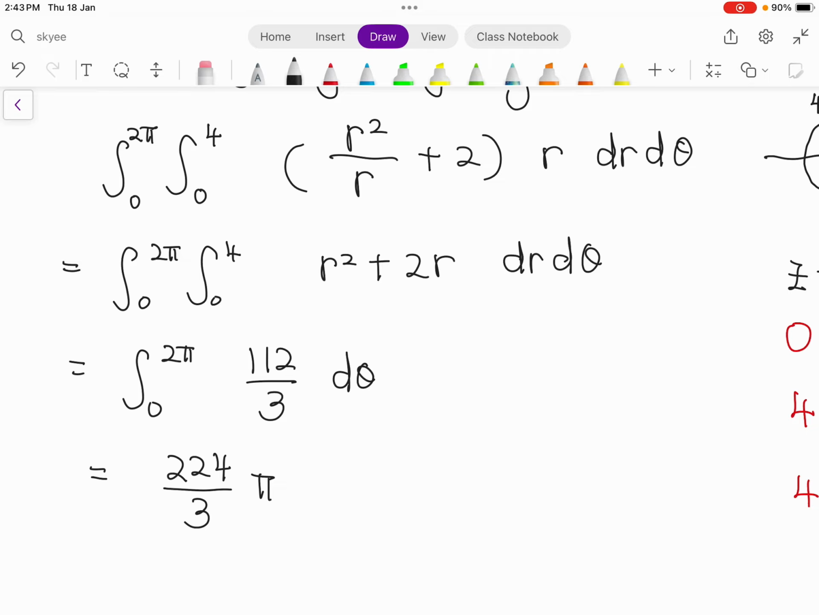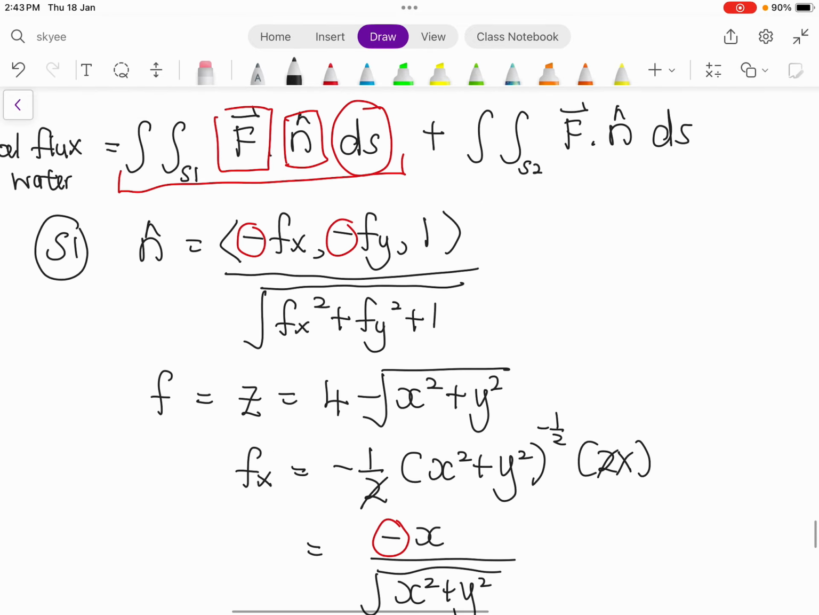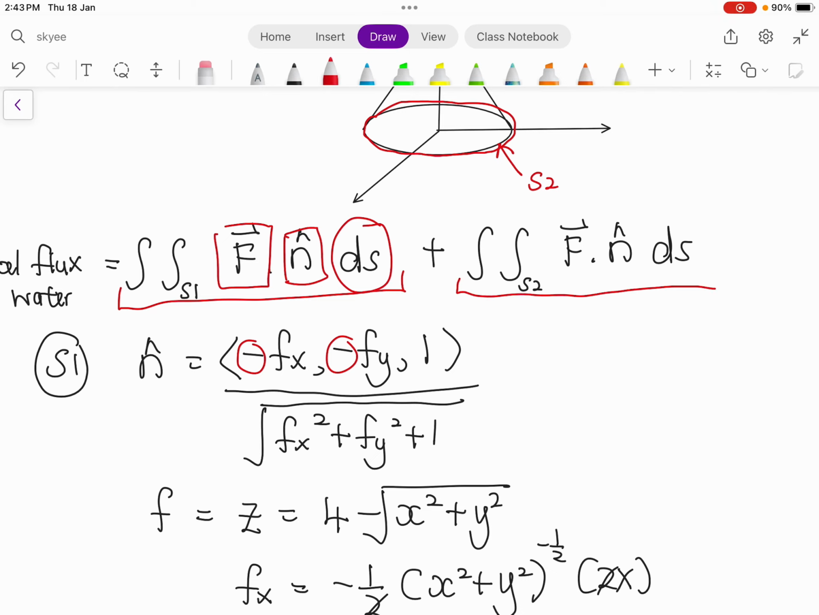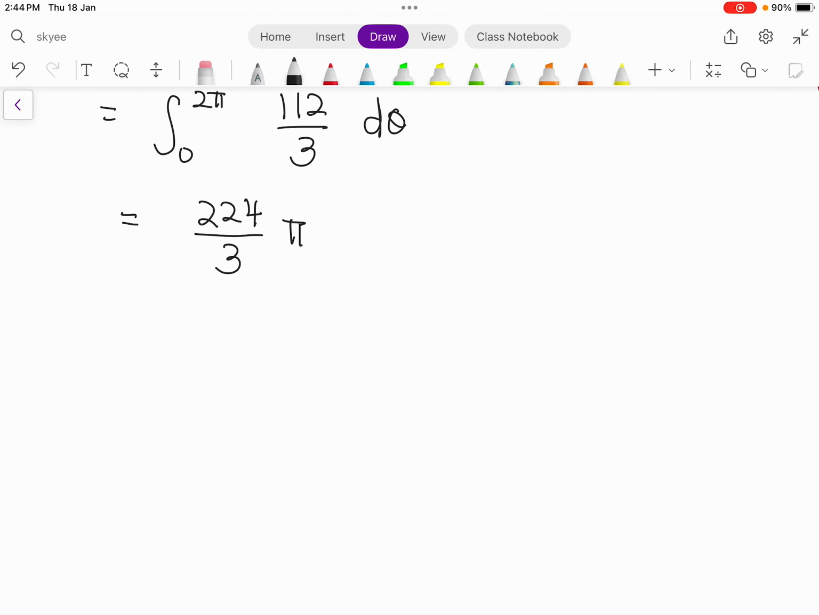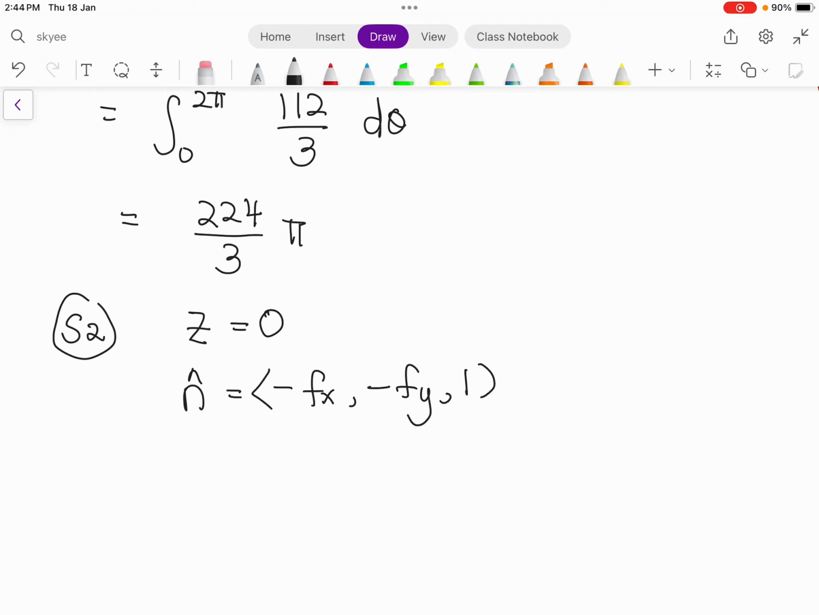Now we have to go to the second part, not yet finished, which is the water coming out from surface number 2. The information we have for surface number 2 is that it is a plane located at the position z equals 0. So when z equals 0, when you want to do these calculations, negative fx, negative fy, 1. So these are the calculations.